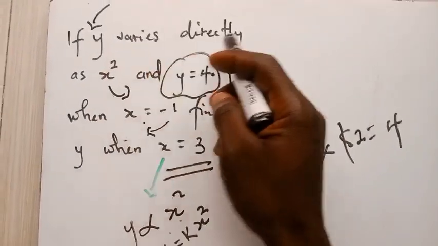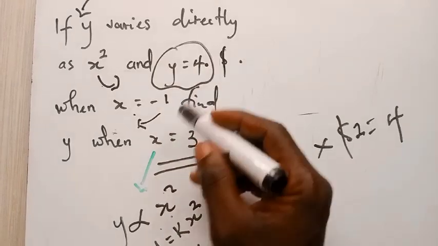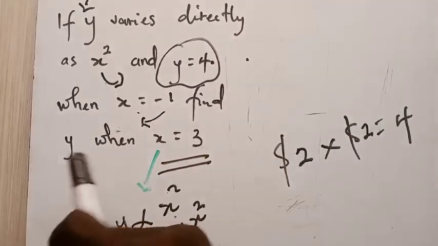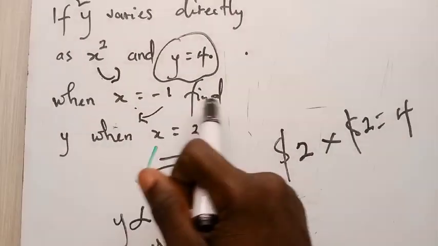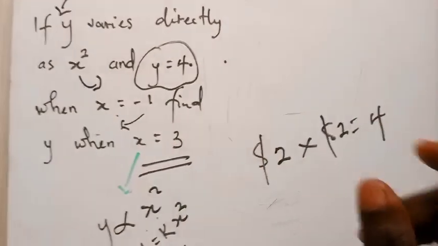If y varies directly as the square of x and y is equal to 4, let me take this out so that it doesn't confuse you. And then y is equal to 4 when x is equal to -4. Find y when x is equal to... that is mathematics language.